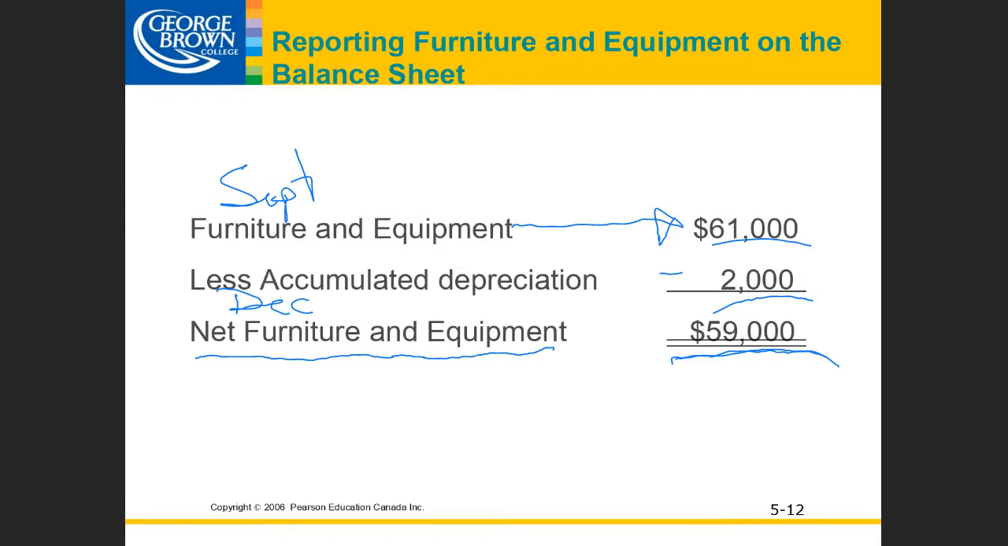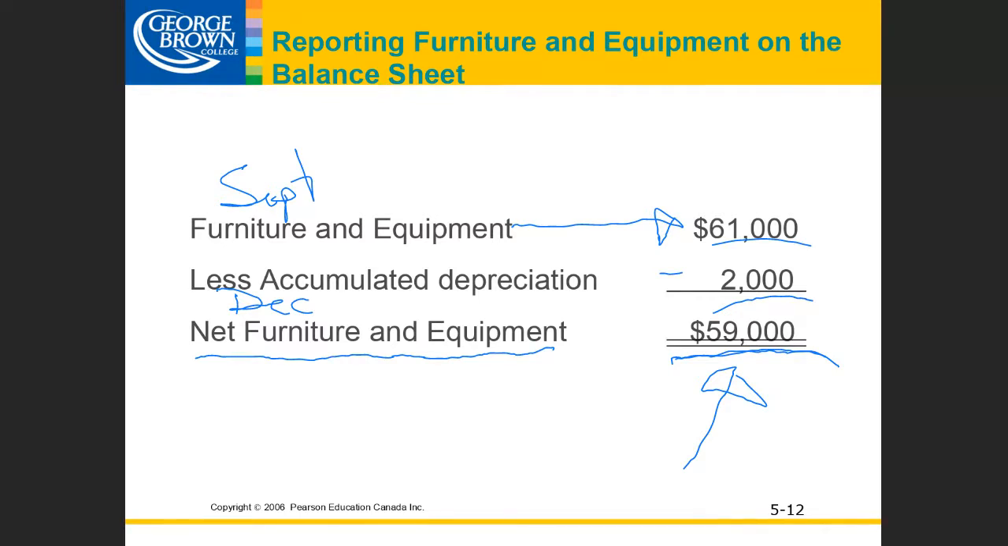So in doing that adjusting entry, we are recording the expense for income tax purposes, and we're recording the accumulated depreciation for the asset to more properly reflect the true value of our assets.